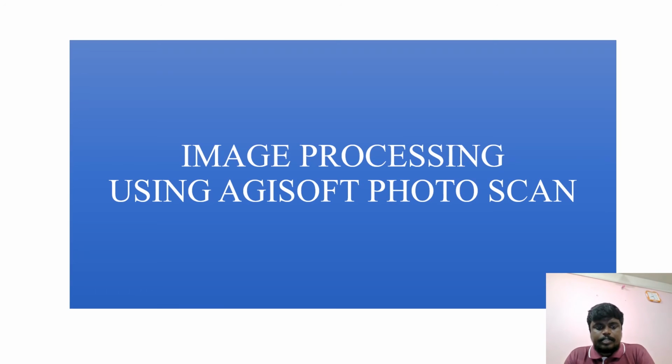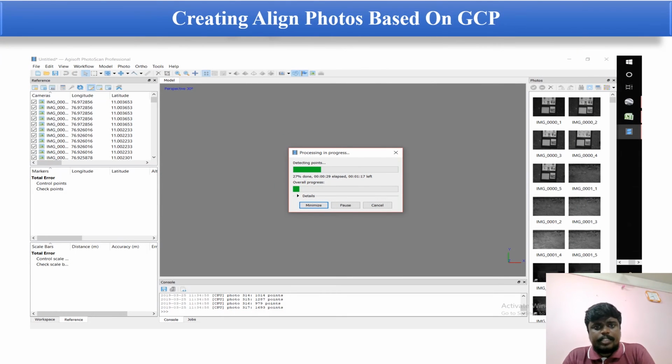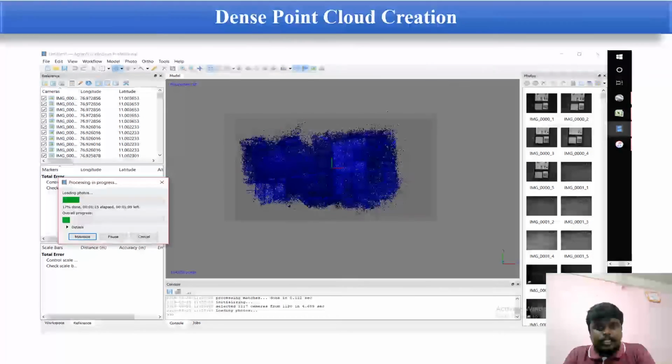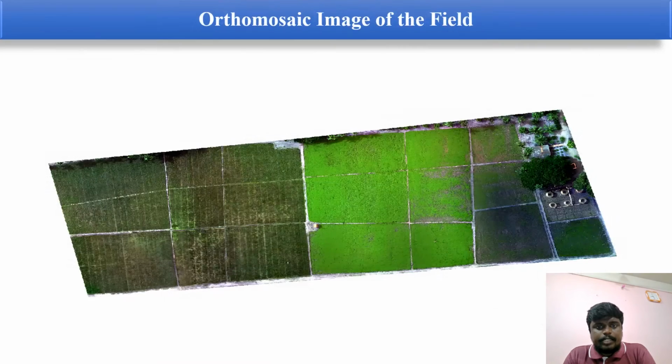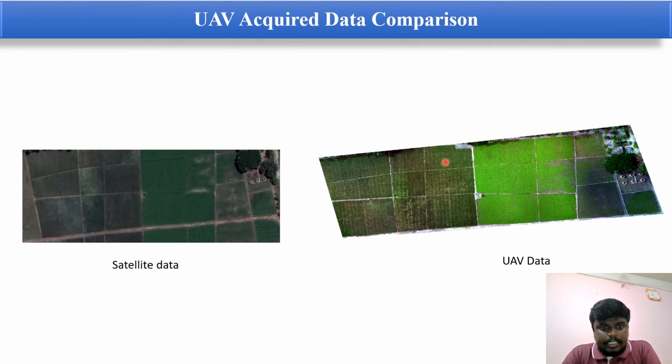In image processing, we create aligned photos based on GCPs. The geotagged photos keep calibrating the data, and after calibration, the point cloud is created. After the point cloud creation, we get orthomosaic images like this. After this output, we can compare satellite images and UAV data. When you zoom into the UAV data, we can get clear images, but not in the satellite images. Satellite data gets around 30 meter error, but here we can get up to centimeter level accuracy.